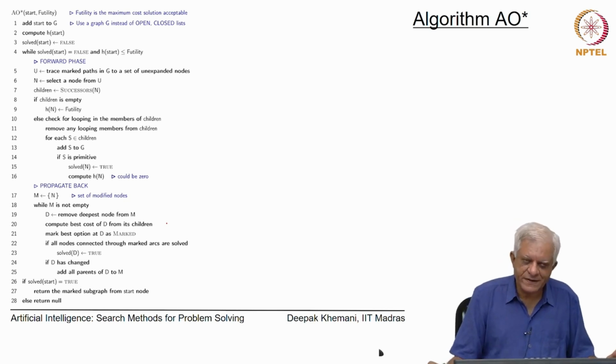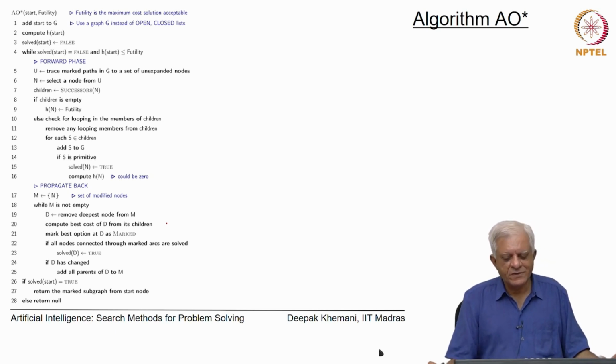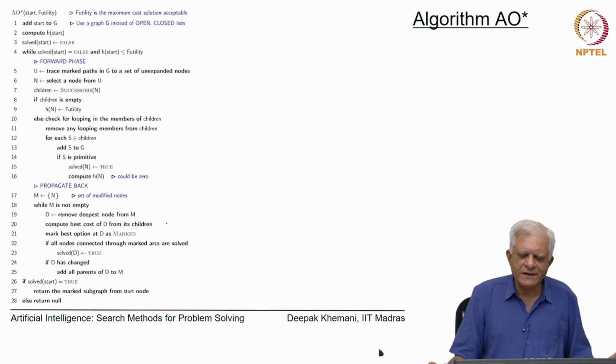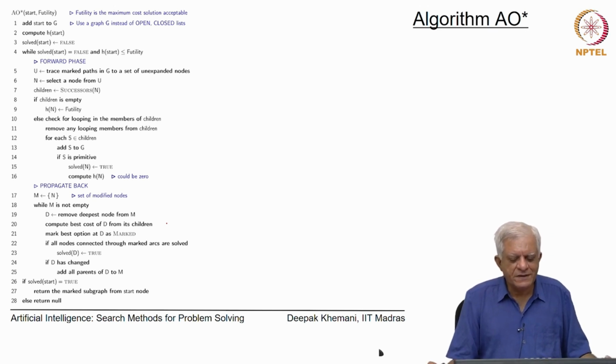In the next session, we will look at an example of AO star, and we will also talk about the fact that the algorithm is admissible only when the heuristic function underestimates the actual cost. We will not go through the detailed argument as we did in the case of A star, but the gist of the argument would be similar.